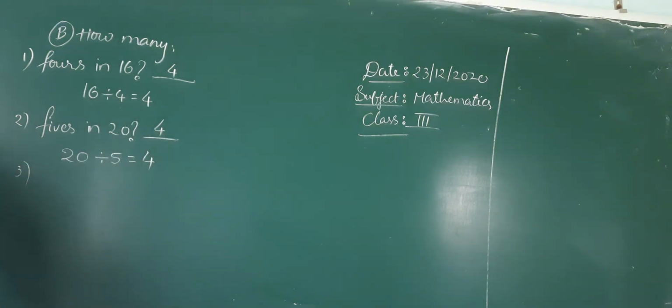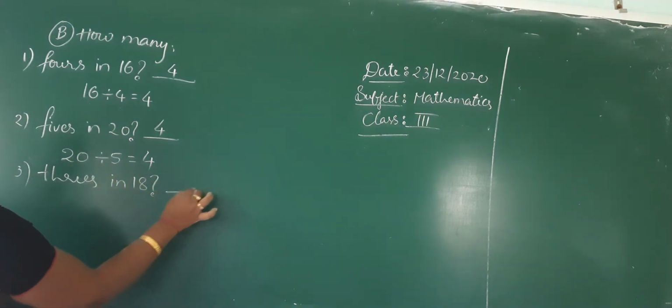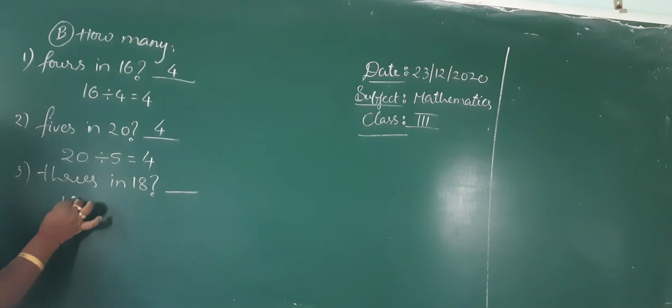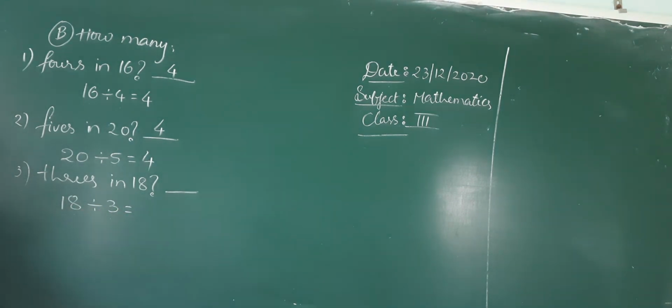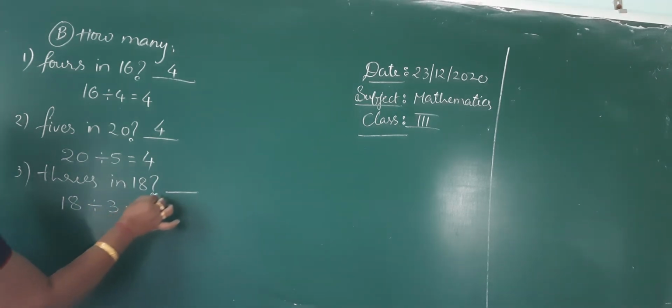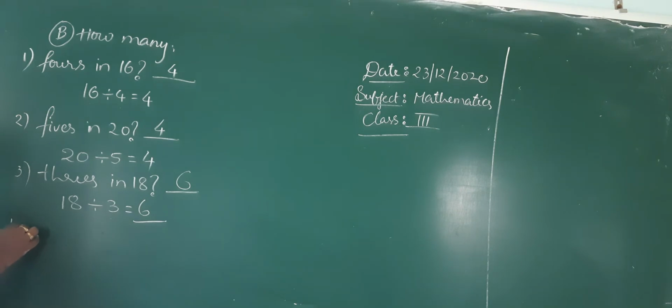See the third one. How many 3s are there in 18? That means 18 divided by 3. In the 3 table, 6 times it is possible. So 6 3s are there in 18.